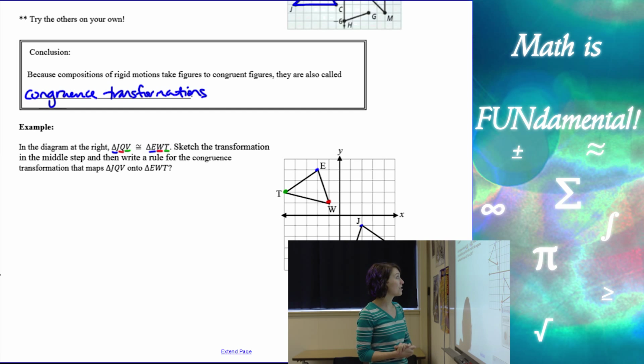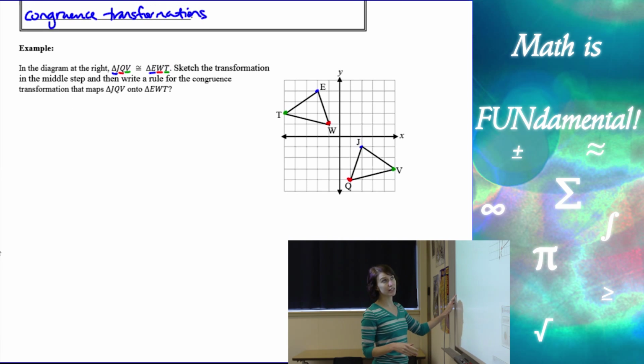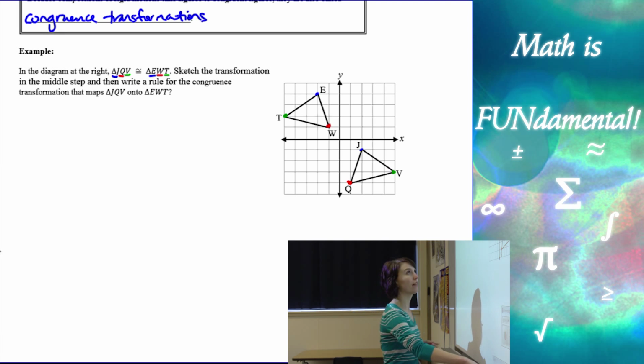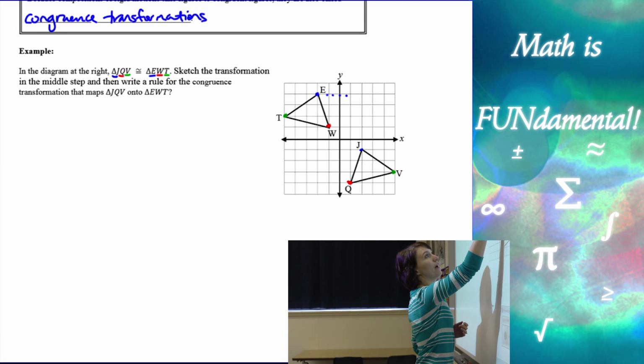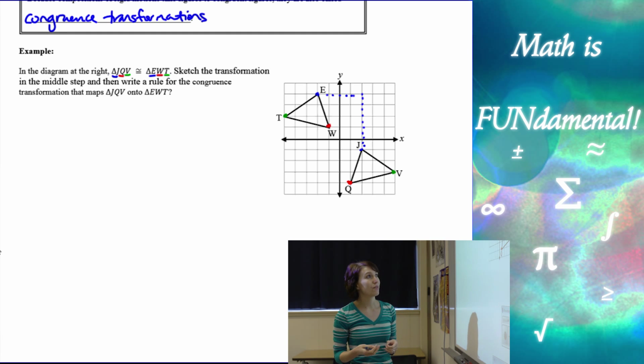All right, so we want to sketch the middle step, kind of like I did in the last problem, and then write a rule for the congruence transformation. So let's look at this graph. How could I go from one to the other? Well, let's just look at E and J. If I go from one to the other, we could think of it as a translation, but if we look at the figure itself, it actually needed to reflect and translate. So we might be able to do those two simultaneously, but we have to really be careful which one we need to do first.